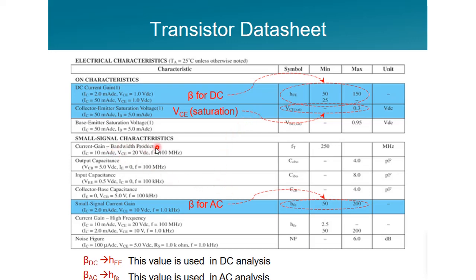And the small signal characteristic is actually for small signal analysis or AC analysis. So the value of beta is different, where we call it beta for AC, and it uses the symbol hfe. So I list down here. Beta DC is actually HFE that we normally use in DC analysis, and this is the hfe that we use in AC analysis.